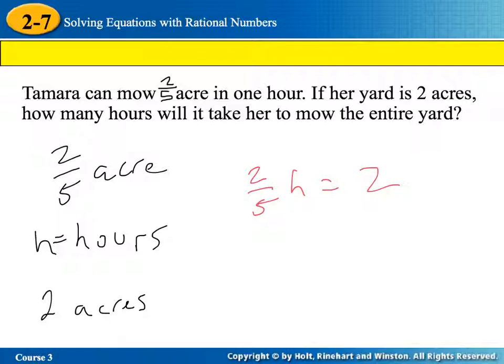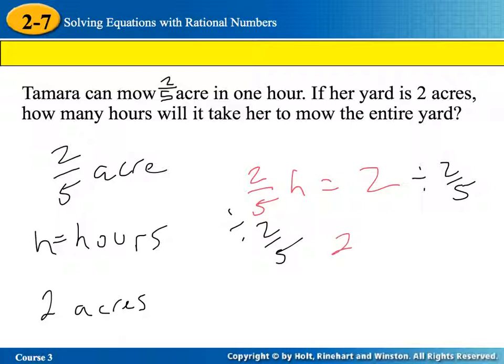2/5 of an acre. That means she mows so many acres. So how do we do this? Well, what operation is happening? Multiplication. What do we have to do? Divide. So if you haven't answered this problem yet, I want you to give this one a shot right now. So pause, give it a shot. All right, so you're going to divide by 2/5 on each side. Divide by 2/5. And your answer is h equals 2 divided by 2/5.